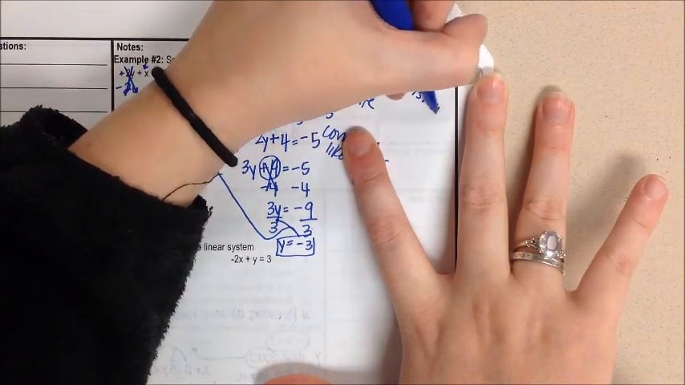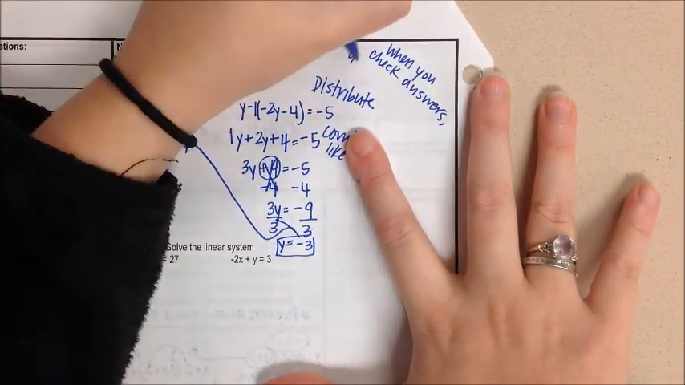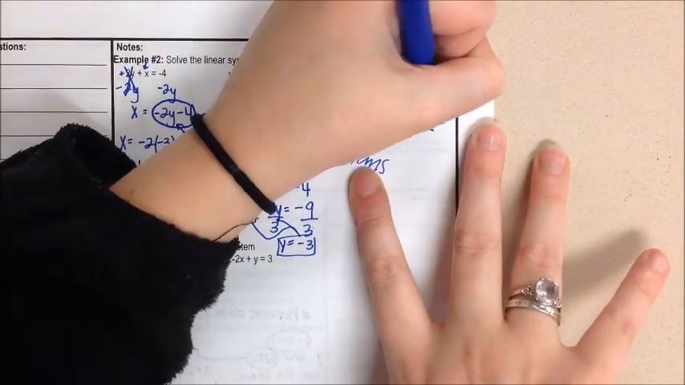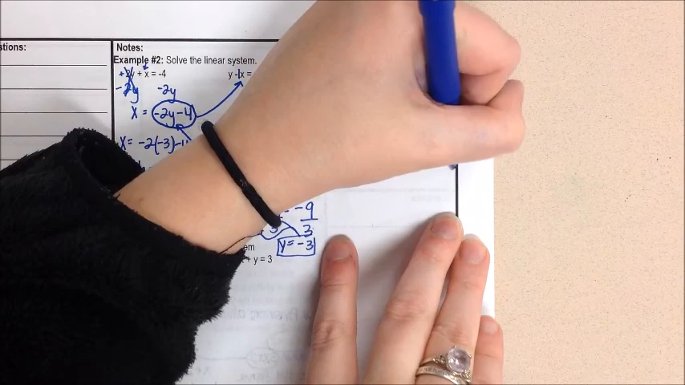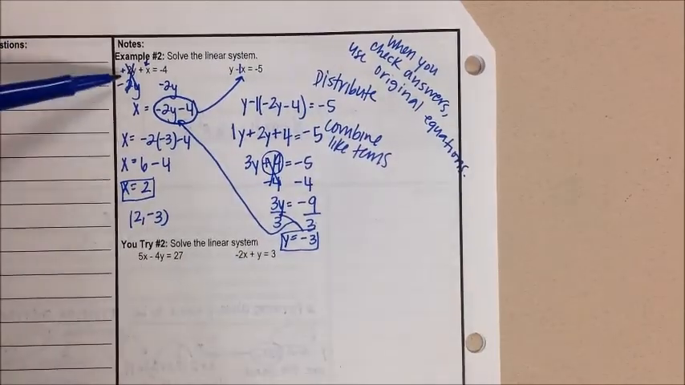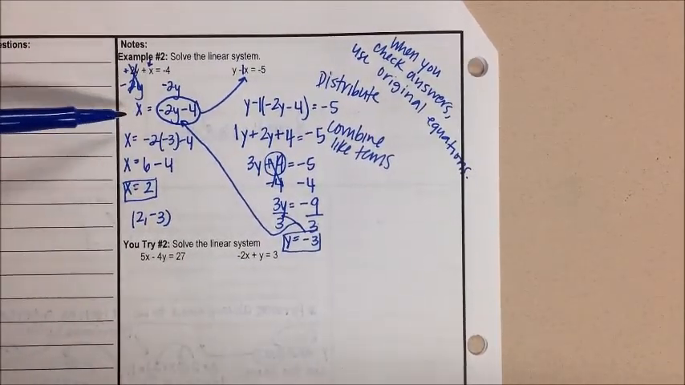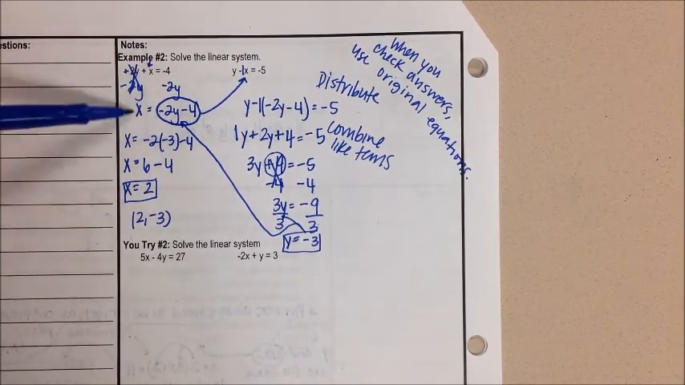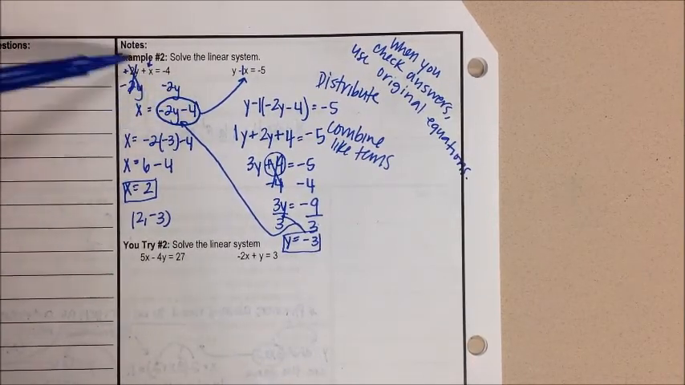answers, okay, use original equations. It's very important you do that, because if you made an error when you solved from here to here, you won't catch the error if you use this one. Okay, so you have to use the original.